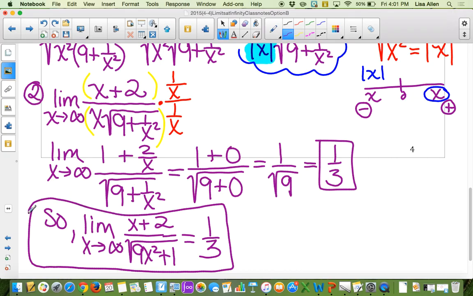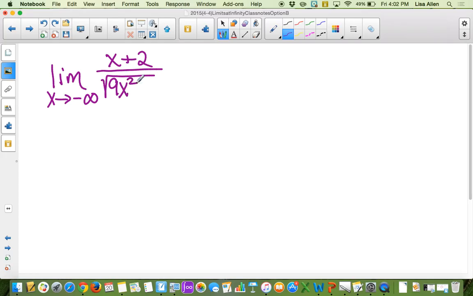In this problem, though, we're only looking for the positive, I'm sorry, let me go back. We're looking for the limit as x approaches positive infinity. So let's add just one more page here. And I'm going to do the limit of the same one, except I'm going to move towards negative infinity. You have some homework problems like this, of x plus 2 over the square root of 9x squared plus 1.